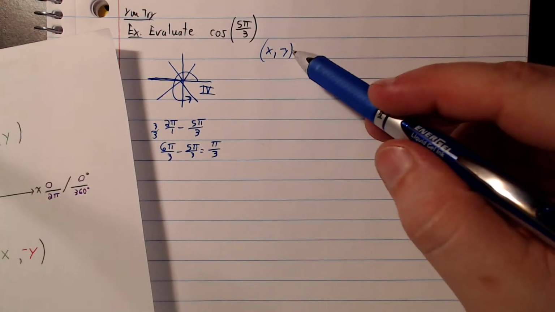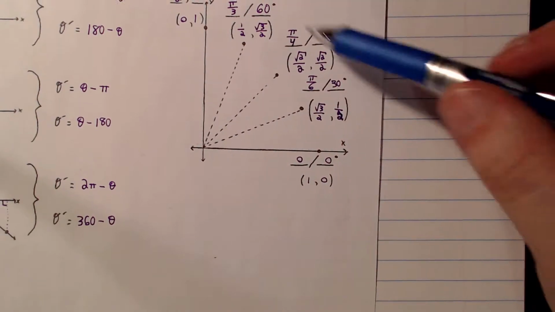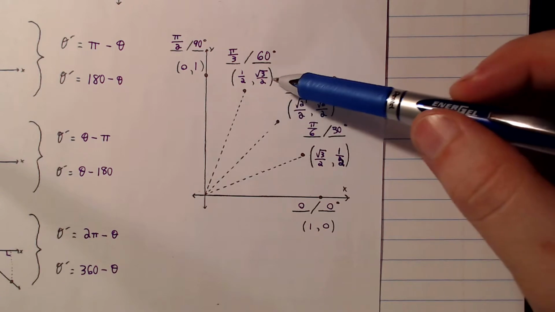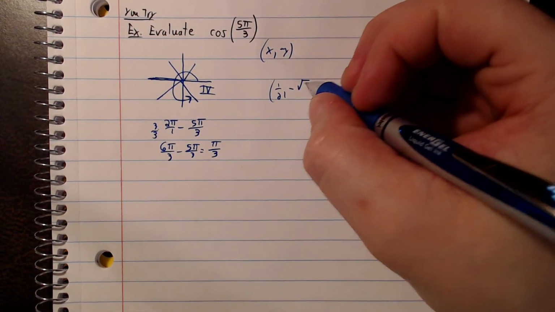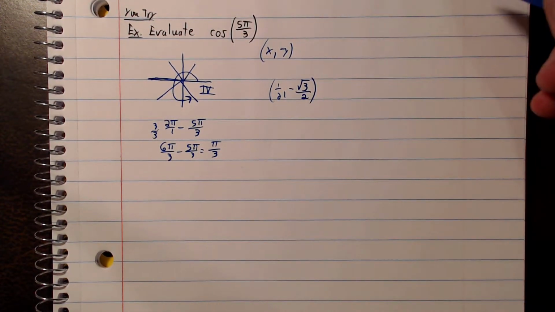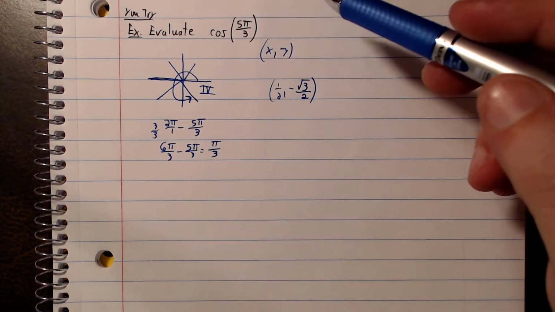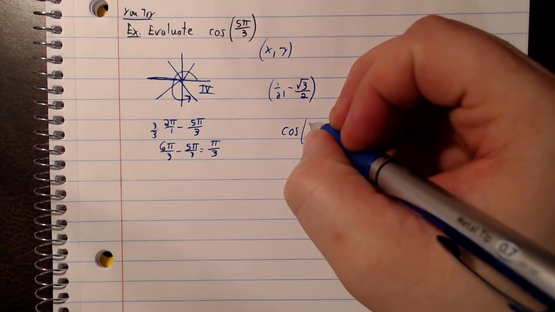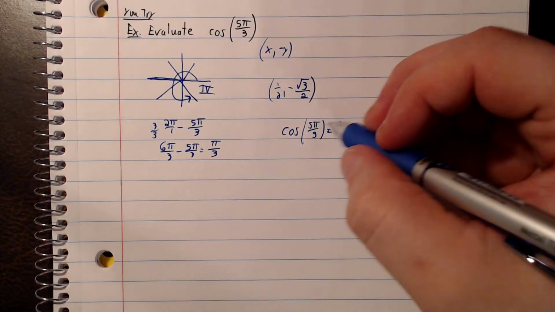Now, working with this and this, we look at pi over 3 up here. Our coordinate is 1/2 and root 3 over 2. We want negative on our y. Okay, cosine is x. Here, x is 1/2. So cosine of 5 pi over 3 is equal to 1/2.